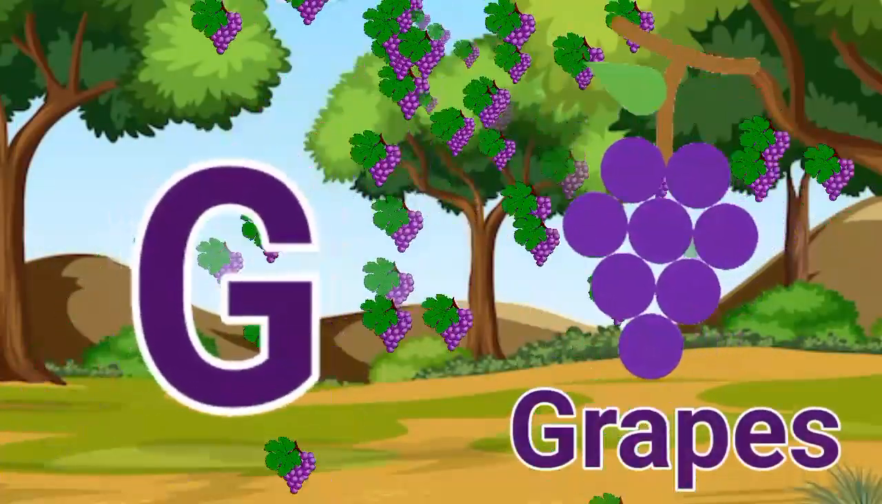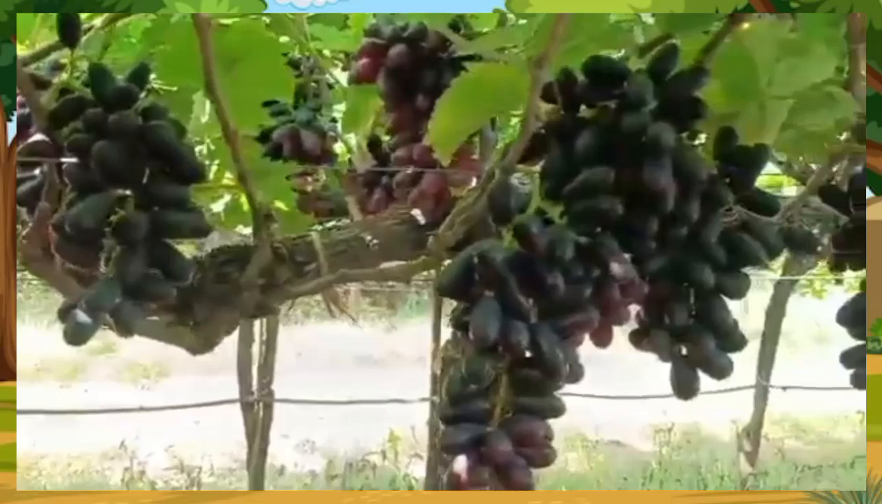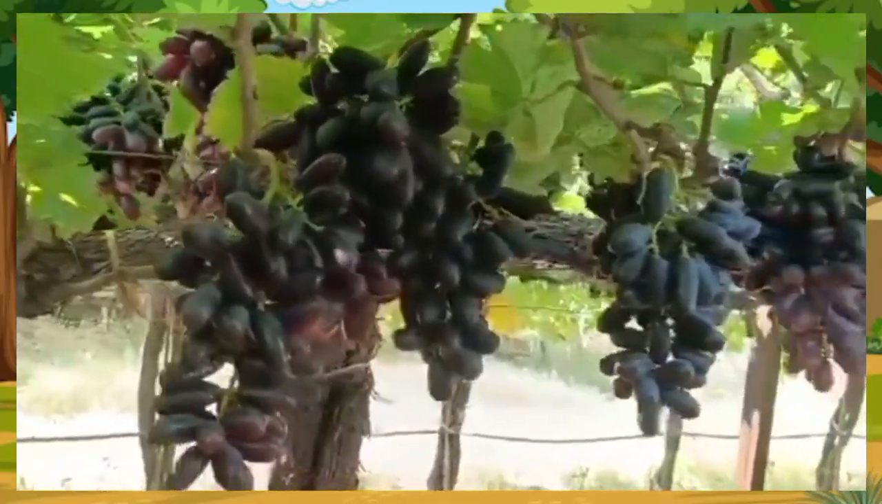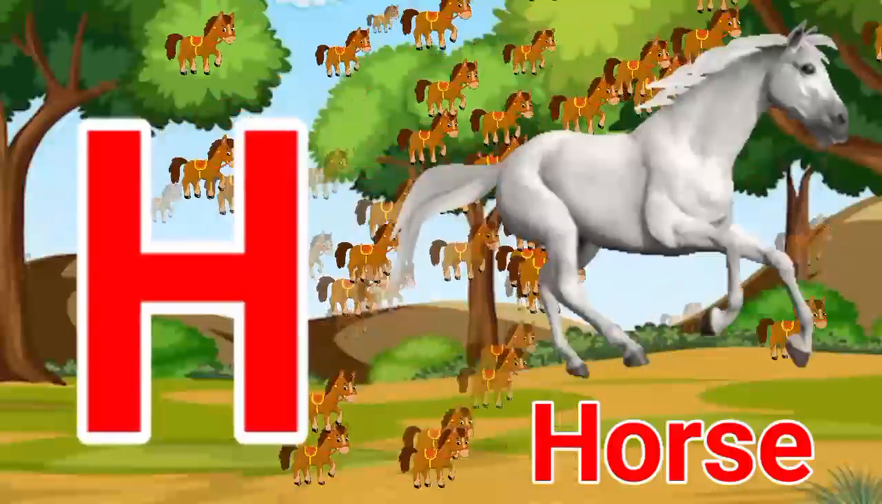G. G for grapes. Grapes means angur. Grapes, grapes, it's time to eat your grapes. H. H for horse. Horse means ghoda.